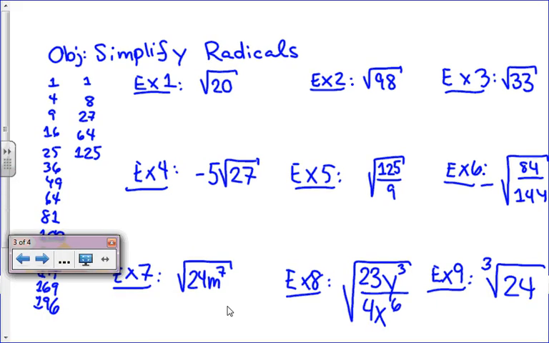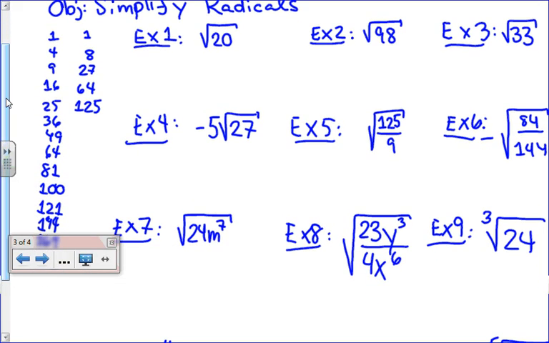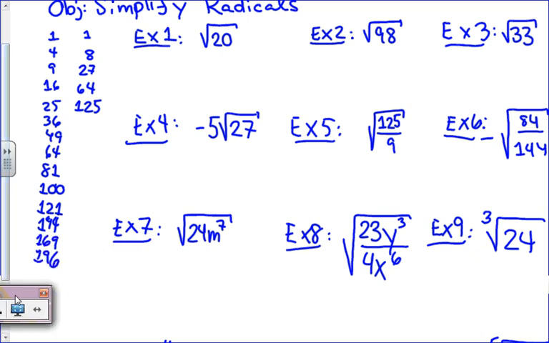Okay, so we're going to go ahead and simplify our radicals, and here's how we're going to do it. So we're looking at the square root of 20, and I made a list of perfect squares here for you. So 20 falls right here on the list. So above that, which of these numbers go into 20? What's the biggest number?